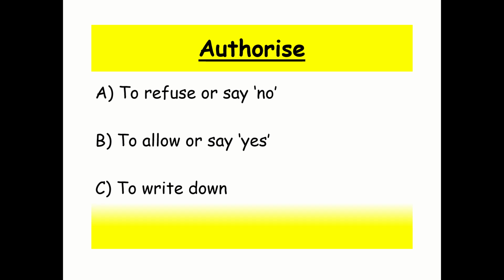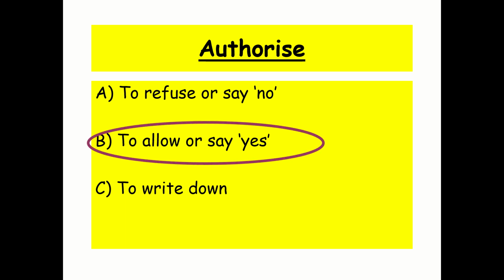Okay, so authorize. What does this mean? Is it A, to refuse or say no? B, to allow or say yes? Or C, to write down? Let's check the answer. So the answer is B, to allow or say yes.